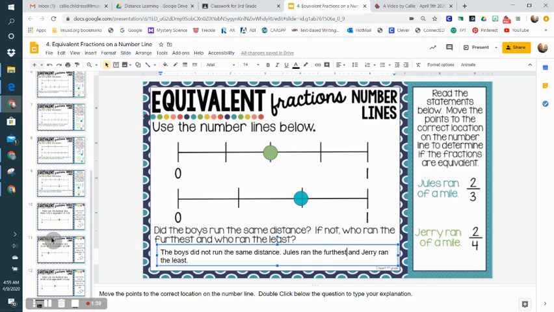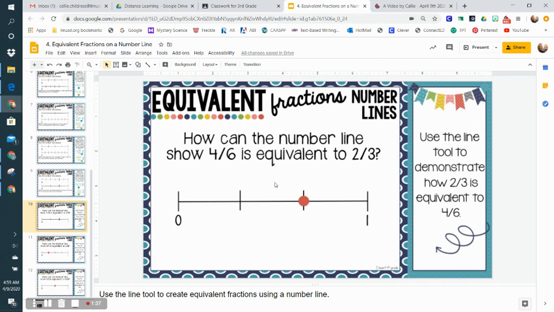All right, moving down to slide number 10. It looks a little different, so read the directions. It says, how can the number line show 4/6 is equivalent to 2/3? Use the tool line, and that's right here. Use the tool line to demonstrate how 2/3 is equivalent to 4/6. So here it's been broken up into thirds.